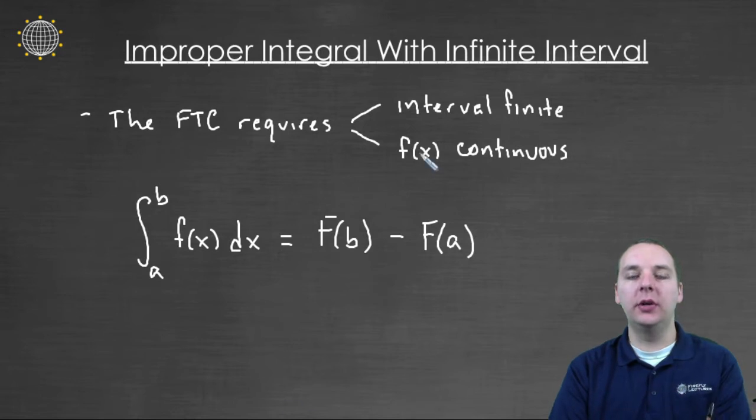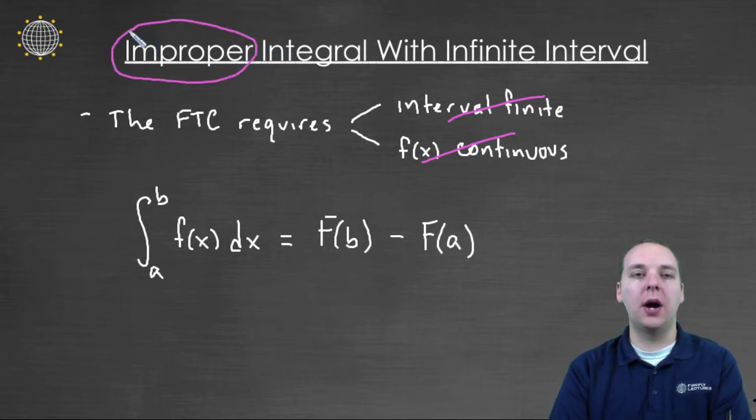So in this video, we're going to examine what happens if some of these things fail. Well, if they fail, then that's why we have integrals that are called improper. This is what an improper integral would be: either your interval is infinite, which is what we're going to talk about in this video, or your function has a vertical asymptote of some kind, which is what we're going to discuss in the next video.